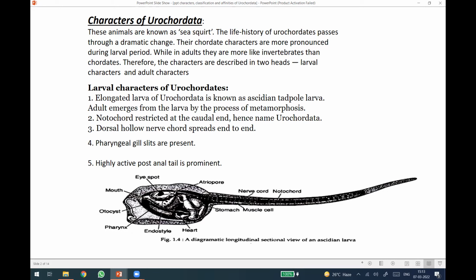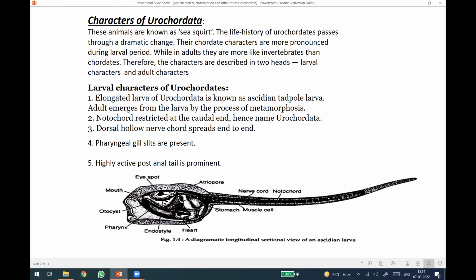So this Urochordata is showing a dramatic change in its life history. That is, its larval form is much more chordate type, having all three chordate characters. This is the pharyngeal region where the pharyngeal basket is present with numerous clefts or branchial openings, and this is the post-anal tail, a long post-anal tail bearing the nerve cord and notochord. These typical chordate conditions are lost when this larva, the Ascidian tadpole larva as it is also called, develops.